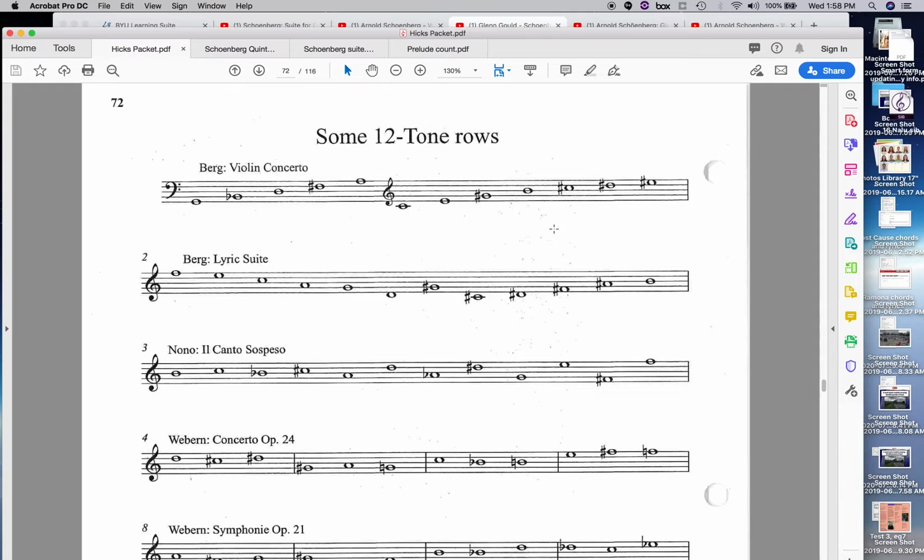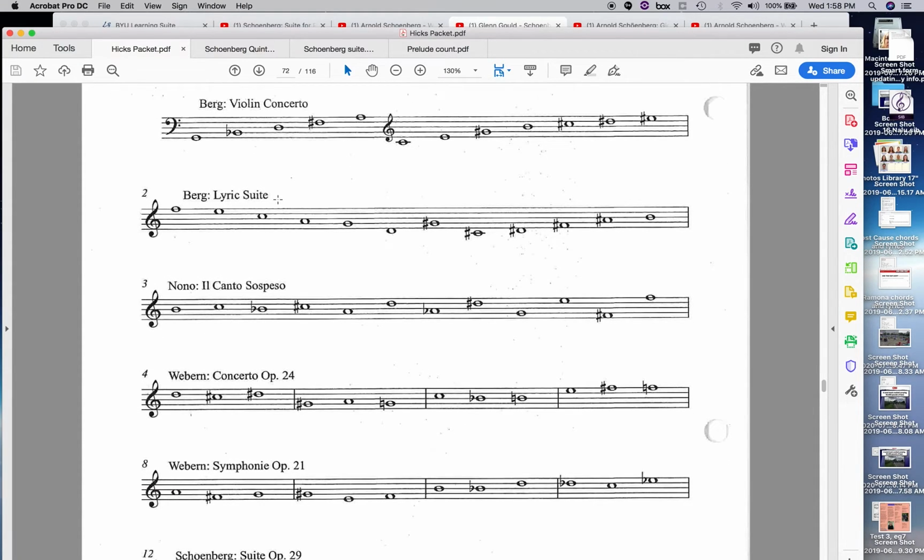The tour de force is at the end of this violin concerto. Berg embeds a Bach chorale in the structure of the music, and I'm pretty sure using the 12-tone method. It kind of works with the 12-tone method, facilitated by this interesting, unusual 12-tone row. Then here's another Berg 12-tone row from the Lyric Suite.